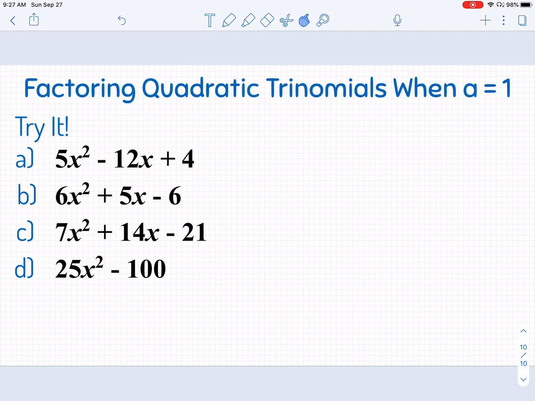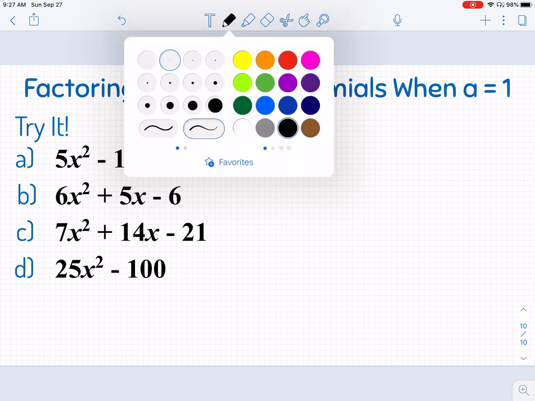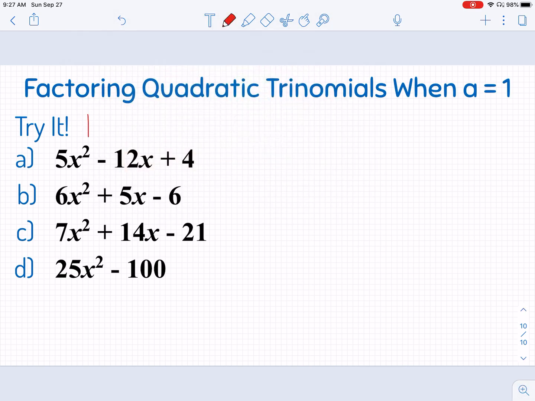So try these. Look at each of these examples and see if you can factor them completely. It's a very essential adverb. Our essential adverb is completely. So factor completely.